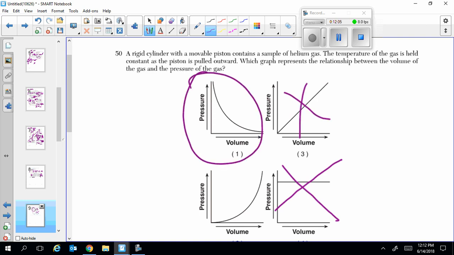Here's my answer. When I have really high pressure, I'm going to have a really low volume. And when I have a really high volume, my pressure must be low. So this is inverted. That doesn't work. So my answer is choice 1. All right, so I will make another video to continue on for the rest of this exam.